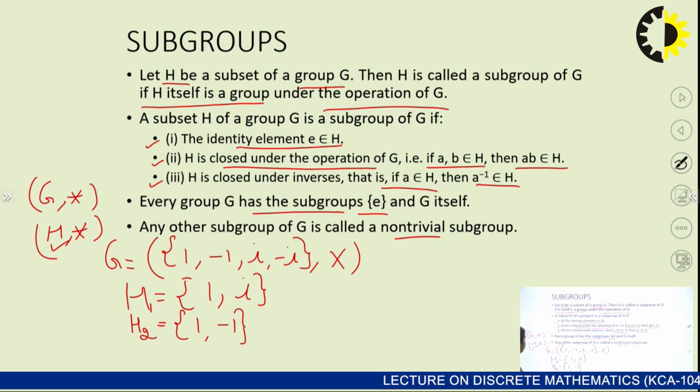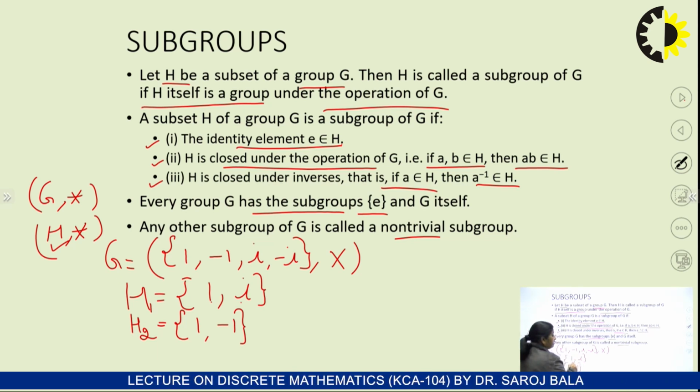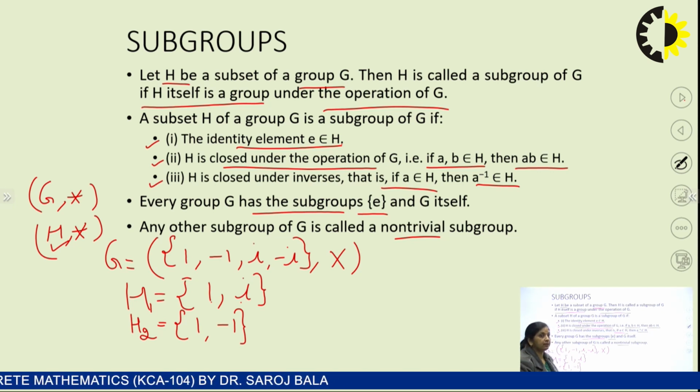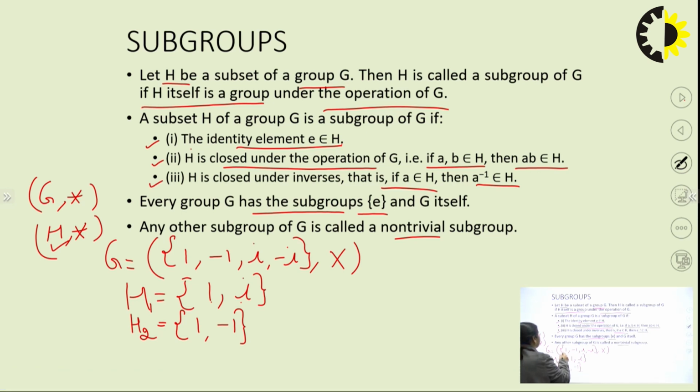I am taking the first one, that is H1. It consists of two elements, 1 and iota. Now let us check whether it fulfills all the conditions. The first condition says that the identity element should be present here. What is the multiplicative identity here? That is 1. Is 1 present? Yes, 1 is present. So the first condition is fulfilled. I can say that H1 fulfills the first condition.